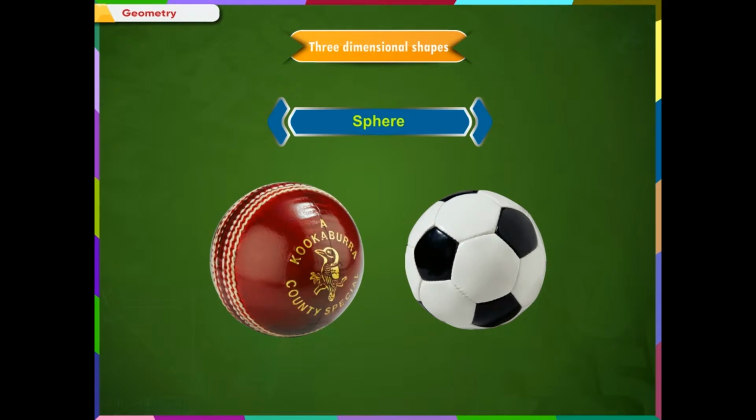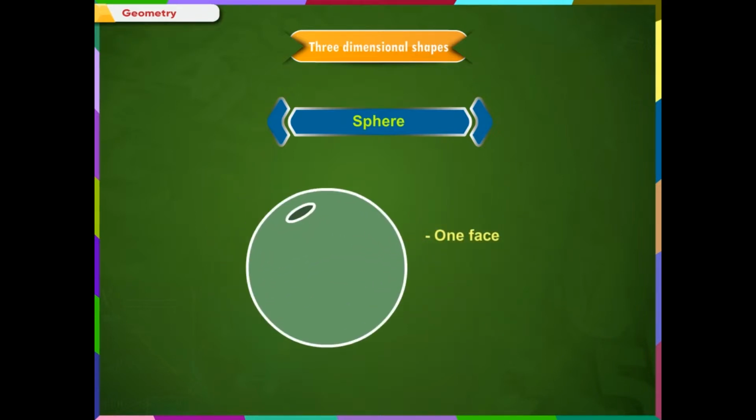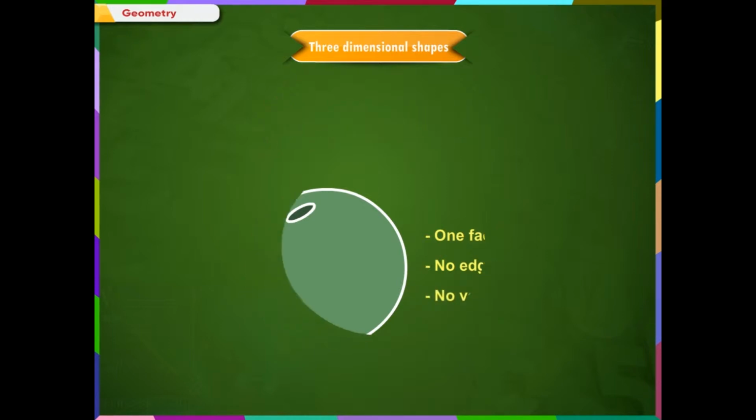Let us see some three-dimensional shapes which we see in our daily lives. Sphere. A cricket ball or a football gives us the idea of a sphere. A sphere has one face, no edges, and no vertices. It also has a curved face.